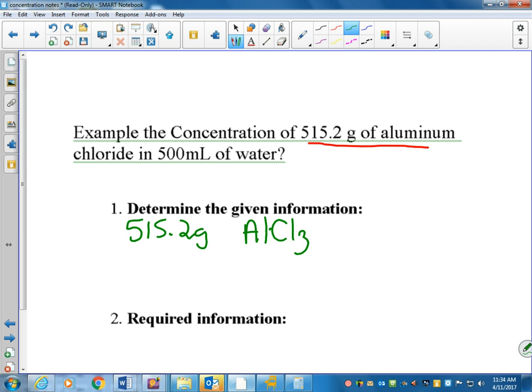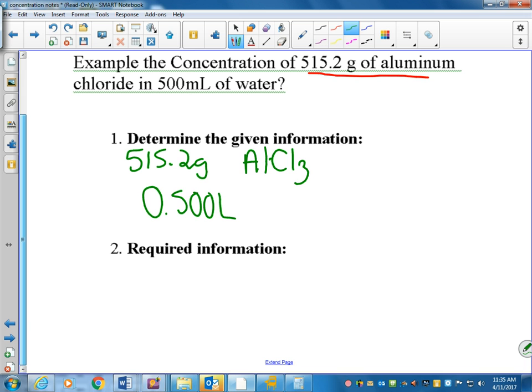We're also given 500 milliliters, which we're going to write as 0.500 liters. Why would I change it to liters? Because the formula for concentration needs liters, right? So how did I change 500 milliliters into liters? I divided by 1,000, because there's 1,000 milliliters per 1 liter. So what are we trying to find out? We're trying to find the concentration. And just so you know, when we write square brackets like that in chemistry, that means the concentration, okay?